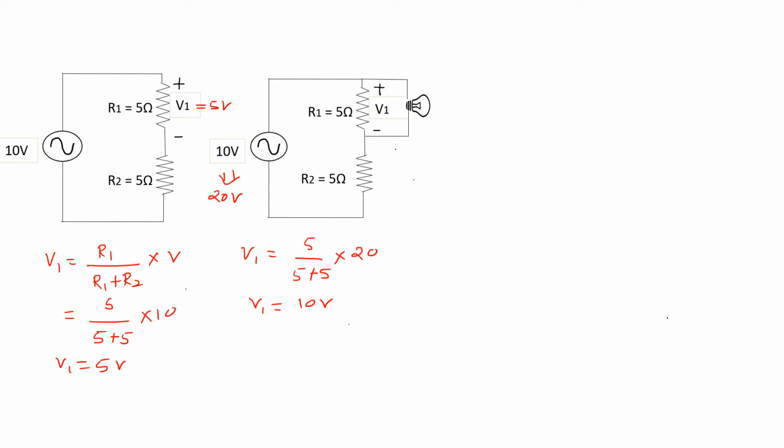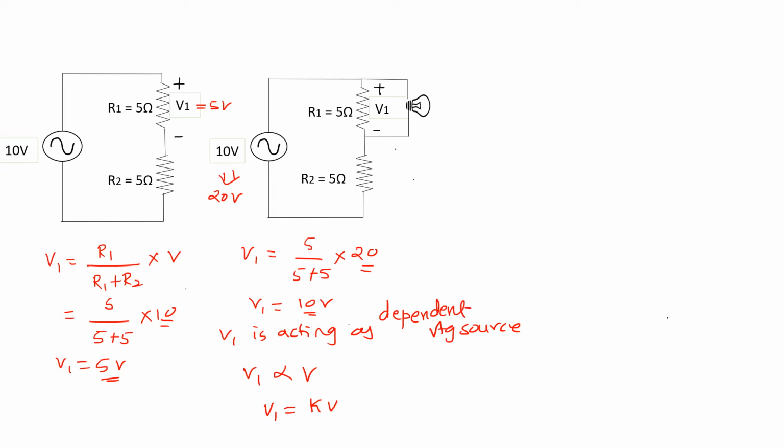From this, what we can say is V1 is acting as a voltage source, and it is driving the load, which is a bulb here. But my V1 depends on V, because when V is 10, V1 is 5. When V is 20, V1 is 10. So V1 is directly proportional to V, and we can write V1 equal to kV. So V1 is a voltage source, but it is a dependent voltage source because it depends on the value of V.